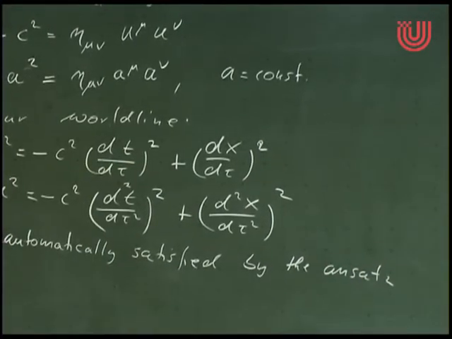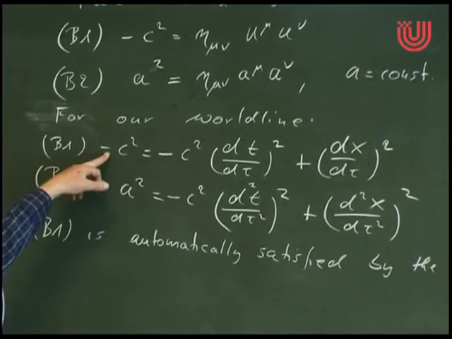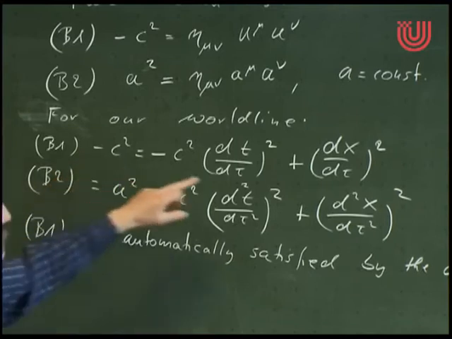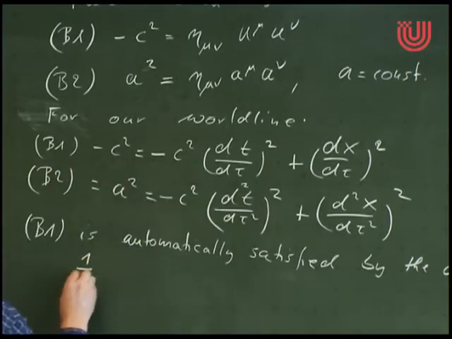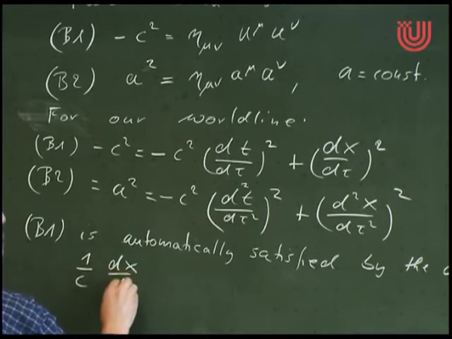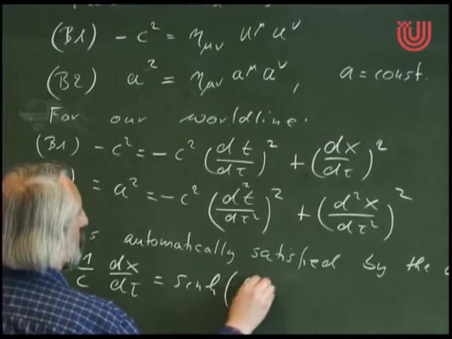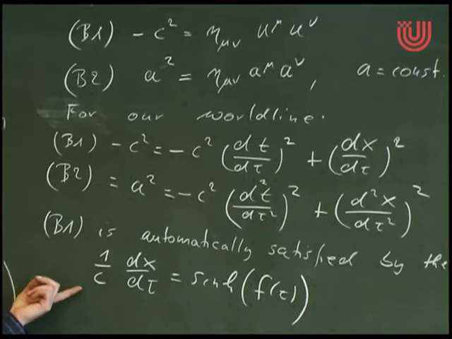So let me begin. If I multiply everything with minus 1 over c squared, then I get a plus 1 here. So this should be the sinh, 1 over c dx by d tau should be sinh of something, which I denote by f of tau. That's a substitution which is always possible, right?